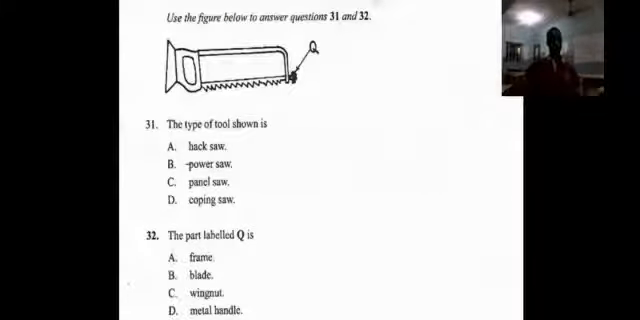Now, part 2 of section B, we are into mechanical drawing. Use the figure below to answer questions 31 and 32. The type of tool shown is what? The answer is hacksaw, which is A. Number 32. The part labeled Q is what? It's a wing nut. The answer is C.